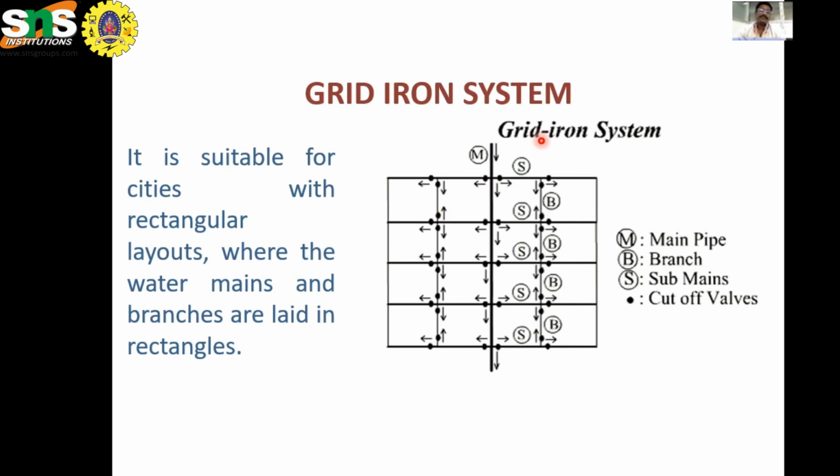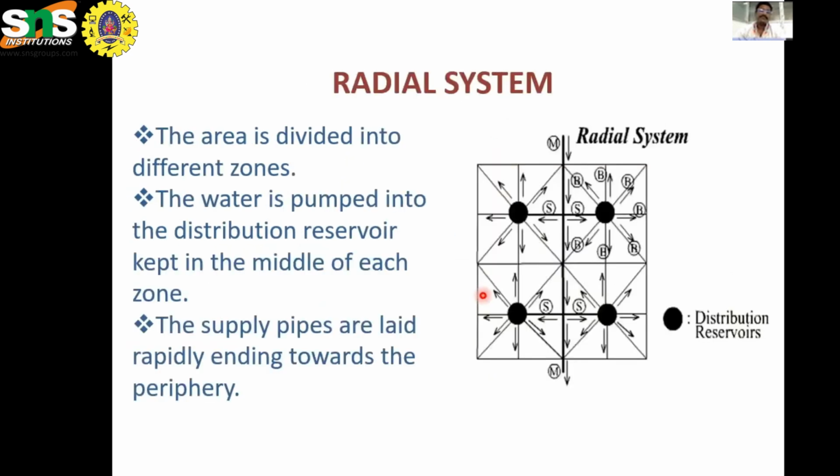In a grid iron system, it is suitable for cities with a rectangular layout where the water mains and branches are laid in rectangles. So we will have the main pipe. From the main pipe, we will have the submains. From the submain, we will have the branches. As you know, we should have cut-off and control valves. So we have the main line, and from the main line it will be divided.